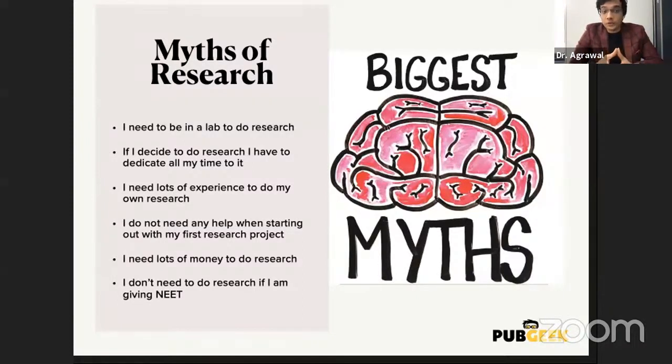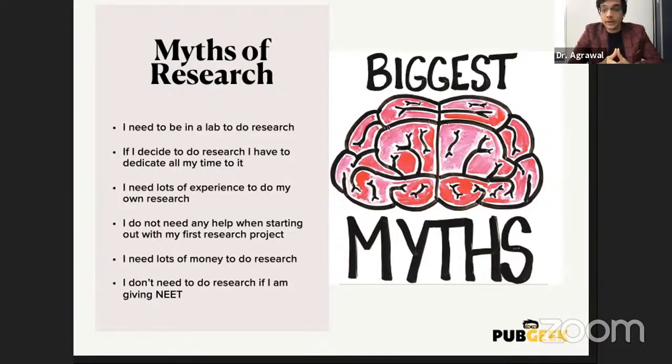You don't need a lot of experience to do your own research. That's absolutely a myth. I personally started my research in the 12th grade. So you will need help from a guide just to guide you through your basic research, but you don't need to completely rely on someone else for your information or for your project.